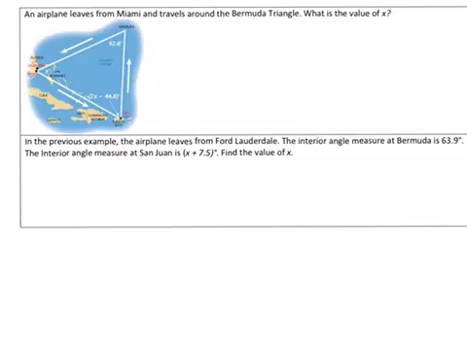Now we're going to use a real-life situation about an airplane. So an airplane leaves for Miami and travels around the Bermuda Triangle. What is the value of x? So they're asking for all of these interior angles. They're just wondering what x is. So we can see our different areas, and you guys can also remember that they all have to add up to equal 180 degrees. Remember, they're all interior angles. So I have an x plus 62.8 plus 2x minus 44.8. Sorry, I got mine all squeezed in there.